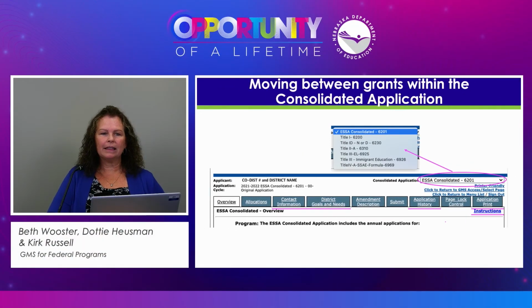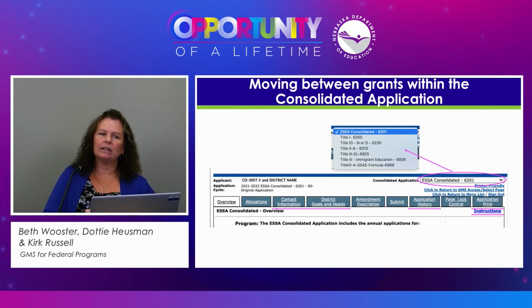All right, the next thing to point out is in that top right-hand corner, up above where I had the printer-friendly stuff. On the consolidated app, because there are multiple grants within that one grant, you will toggle back and forth between the grants using that top drop-down menu. When you click the arrow, it's going to open up to the different choices. The ESSA Consolidated is the main page that comes up.